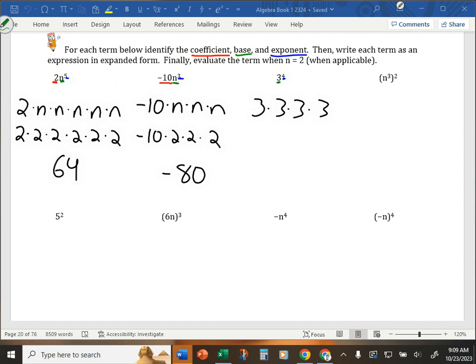You don't put 2 because there's no n, right? You would put 2 when you have an n. There's no variable to plug in for here, so we're not going to plug it in. That's why it says when applicable. Not every expression has an n, therefore not every expression will you be plugging something in.